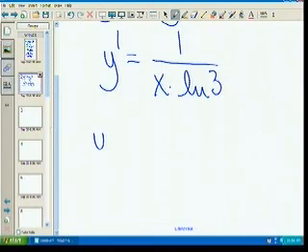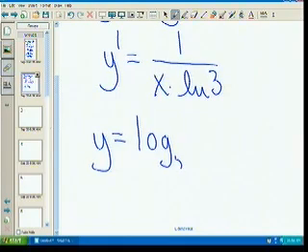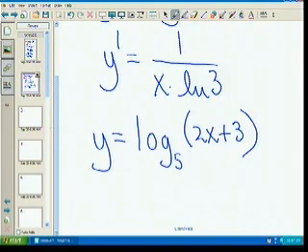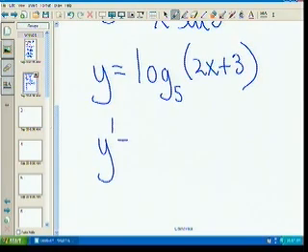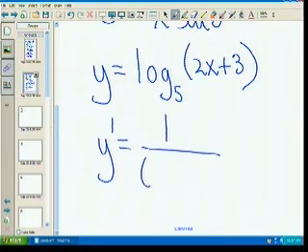Let's suppose that y is equal to log to the base 5 of 2x plus 3. So we don't just have a function of x, a log of x, we have a log of something else. So tell me what to write down to fulfill all the pieces of the chain rule and everything else. 1 over 2x plus 3 times 2 times the natural log of 5.